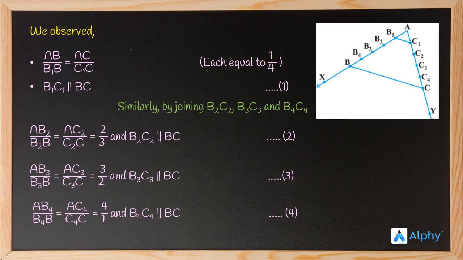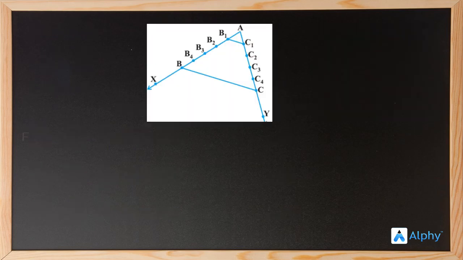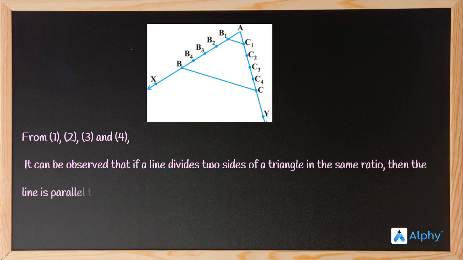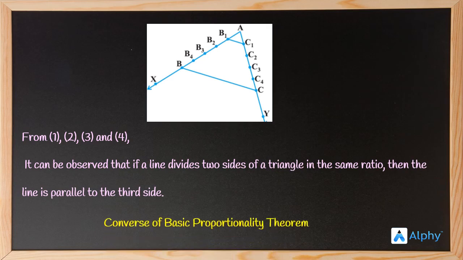Now using the results, we will prove the converse of the basic proportionality theorem. From all the equations we get, if a line divides 2 sides of a triangle in the same ratio, then the line is parallel to the third side. This is what we know as the converse of the basic proportionality theorem.